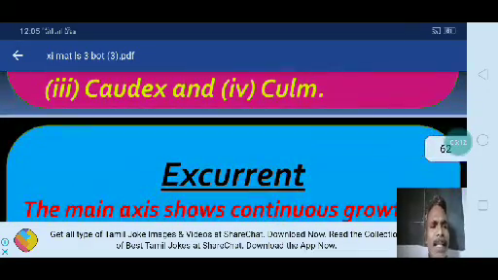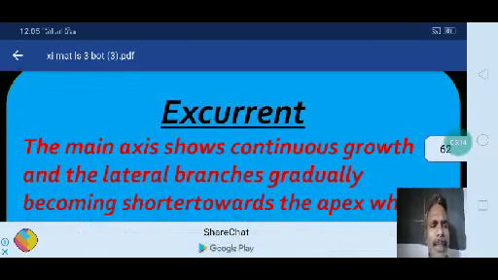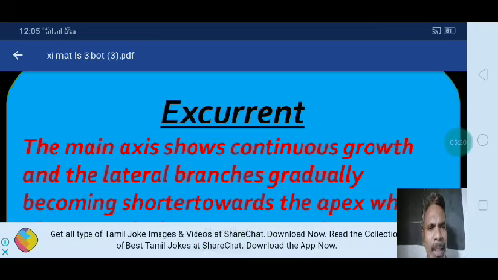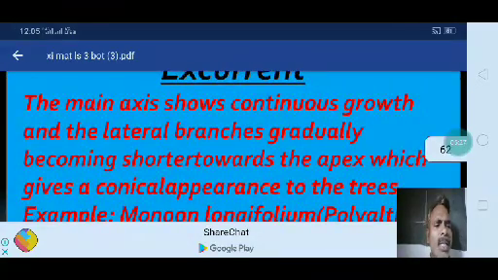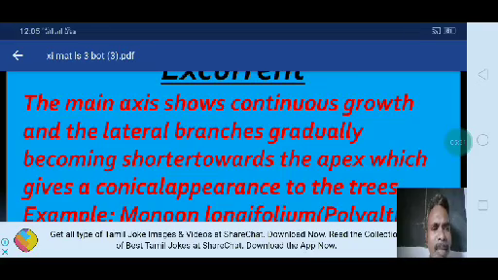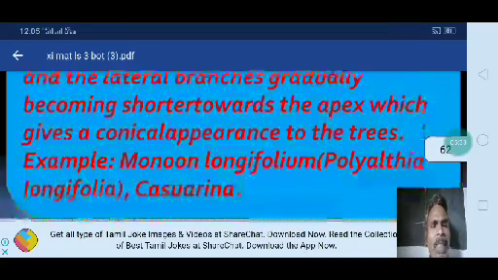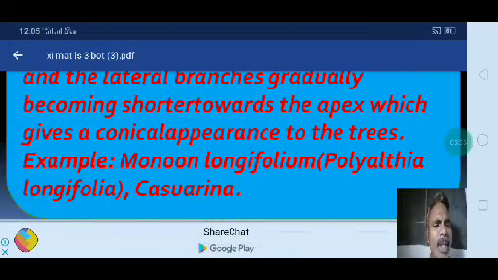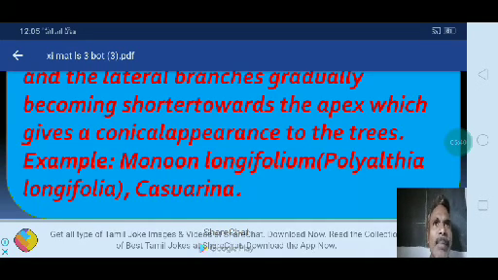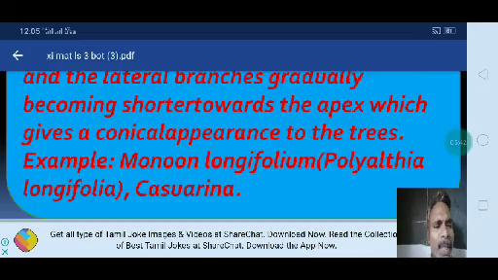First one, what do you mean by excurrent? Excurrent is nothing but a main axis. It shows continuous growth, and the lateral branches gradually become shortened towards the apex region, which gives a conical appearance to the trees. Example, Monoon longifolium, Polyalthia longifolia, Casuarina. These plants present a conical appearance.